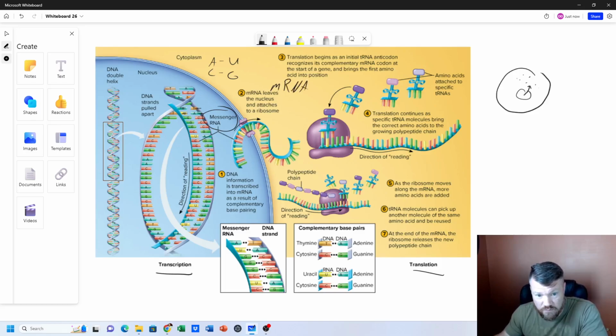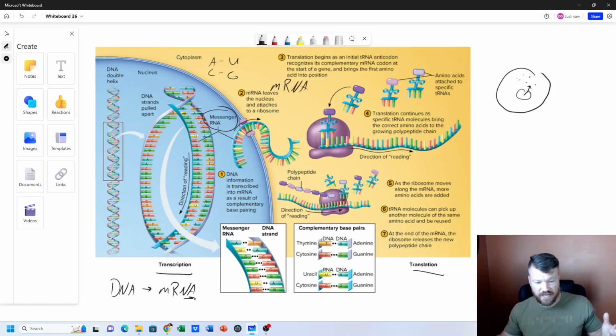Why is it called the messenger? Because it's going to take this message and leave the nucleus and travel outside. So that is transcription. Transcription is just taking DNA and turning it into messenger RNA, and then that messenger RNA leaves the nucleus.